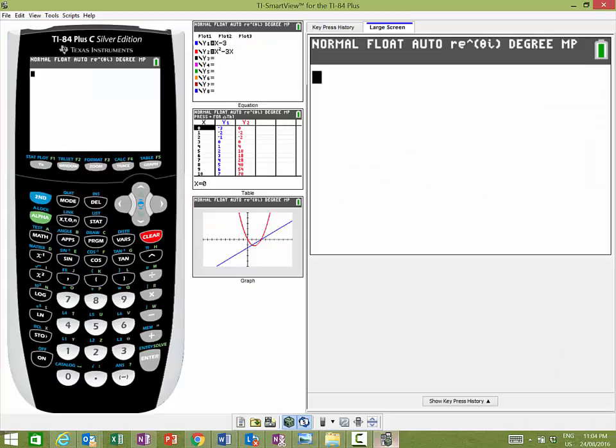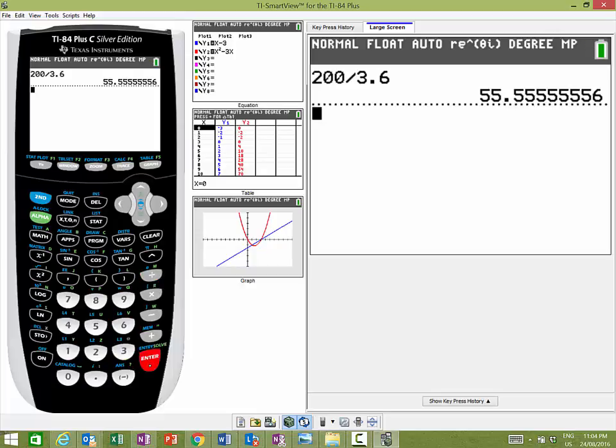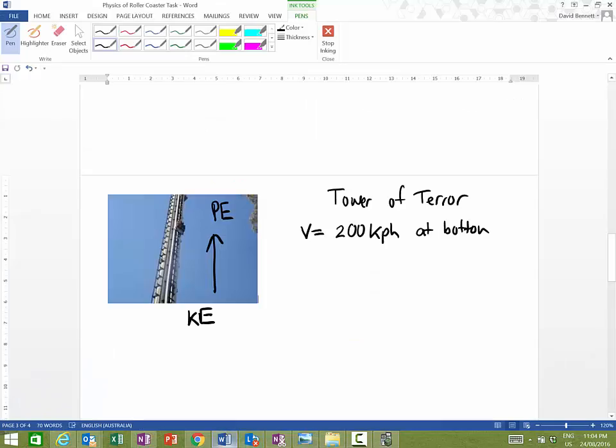The first thing we need to do is work out what 200 kilometres per hour works out to be. If I divide that by 3.6, that tells me it's 55.56 metres per second. You need to make sure you're working in SI units. Beautiful. Now, obviously we can calculate the kinetic energy at the bottom by simply using that formula.